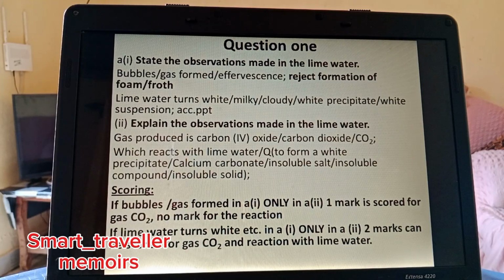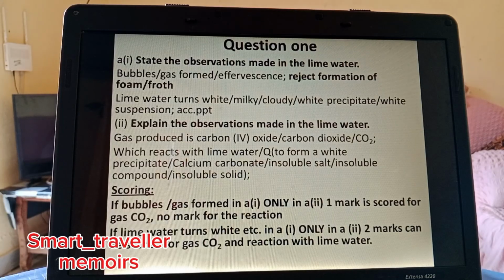Reject formation of foam or froth. Lime water turns milky, or white, or cloudy, or a white precipitate, or white suspension is formed. You can accept the short form of precipitate, PPT.